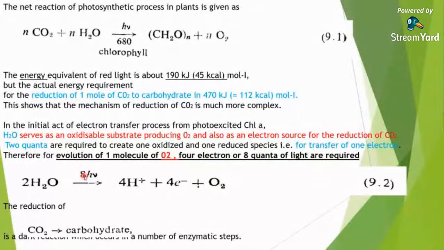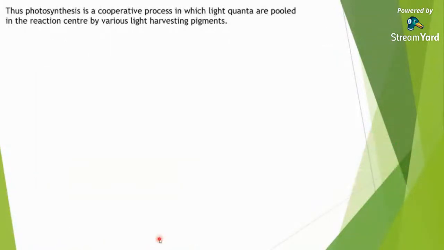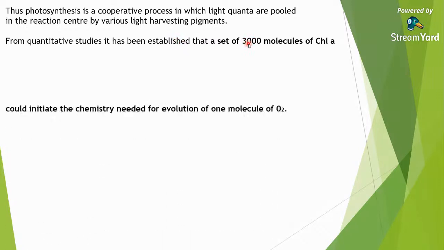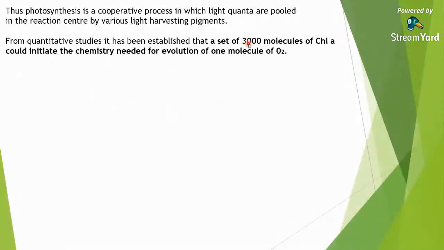The reduction of CO2 to carbohydrate is a dark reaction which occurs in a number of enzymatic steps in the Calvin cycle. Thus photosynthesis is a cooperative process in which light quanta are pooled in the reaction center by various light harvesting pigments. From quantitative studies, it has been established that a set of 3000 molecules of chlorophyll A could initiate the chemistry needed for the evolution of one molecule of oxygen.